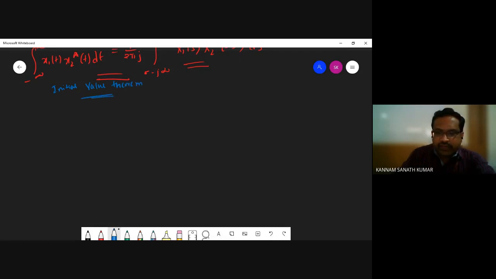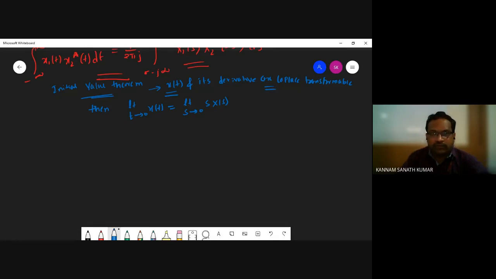Initial value theorem. So the initial value theorem says that if x of t and its derivative are Laplace transformable, then limit t tends to 0, x of t equal to limit s tends to 0, s into x of s. Okay, s into x of s.